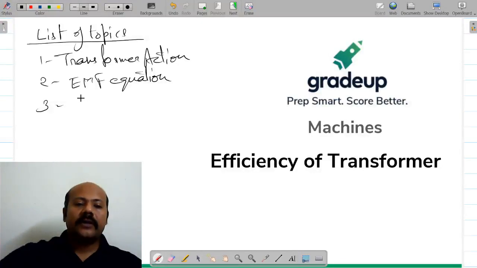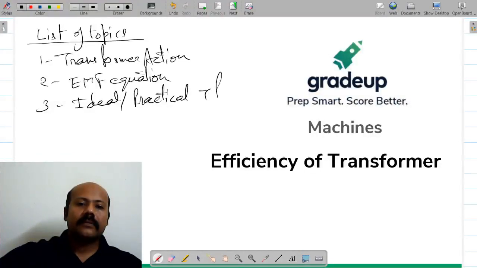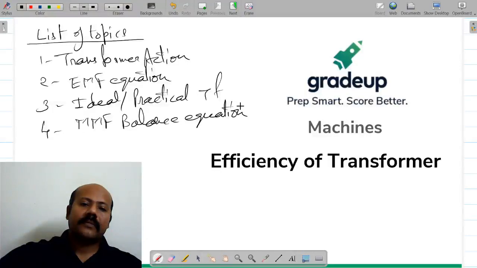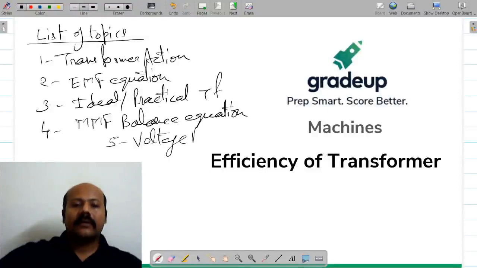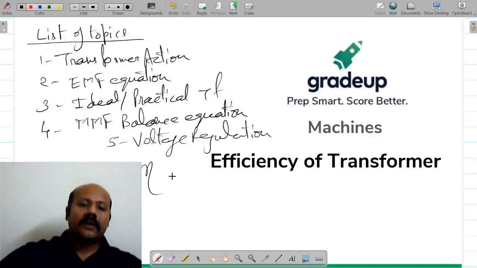Next we are going to see the ideal and practical transformer. Then we will see MMF balance equation. Then we will see voltage regulation. And then we will see efficiency of the transformer. Is it clear to all of you?